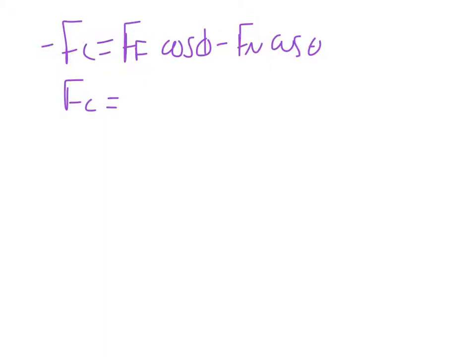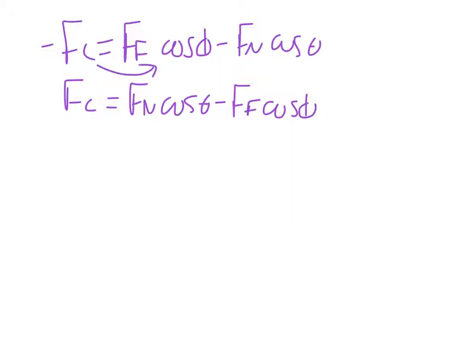switching sides. So centripetal force will equal Fn cosine theta minus Ff cosine phi. It just gets rid of one of the negatives, so all I did really was bring this over here and these over there, and that changed the signs. So my centripetal force equals Fn cosine theta minus frictional force cosine of phi.